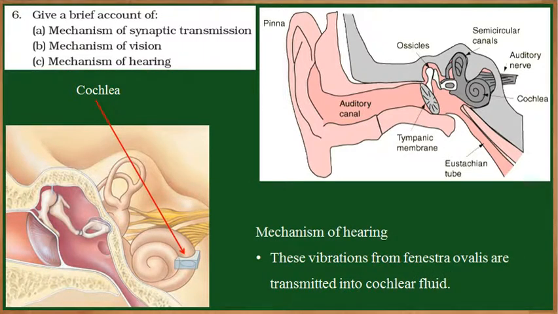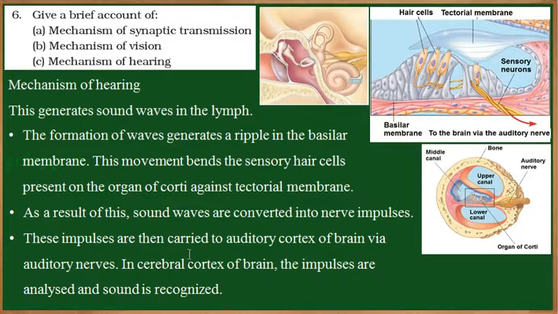Now the internal ear consists of the cochlea. When the sound waves reach the cochlea, they are transmitted to the fluid present in the cochlea, that is the perilymph. This generates the sound waves in the lymph. Now this region has three canals: the lower canal, middle canal and the upper canal.